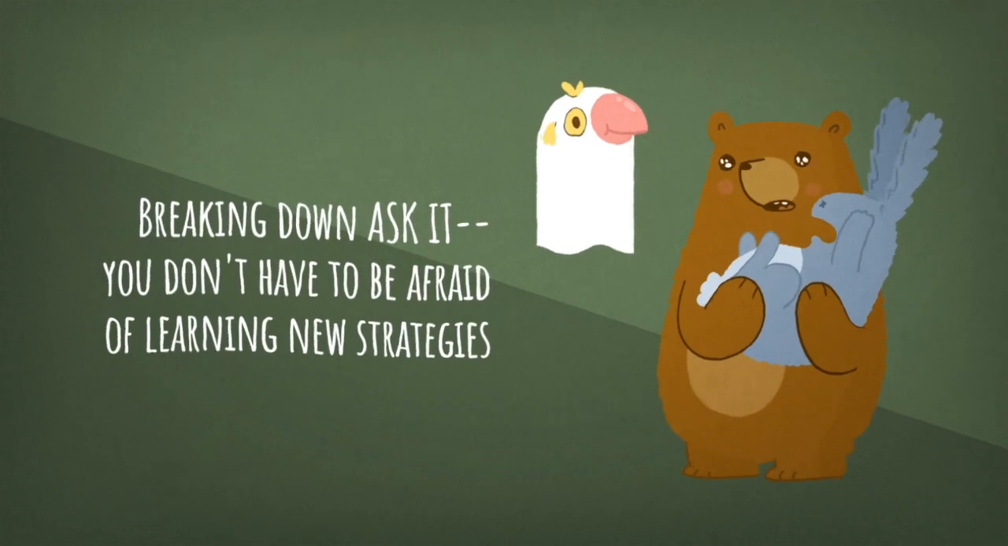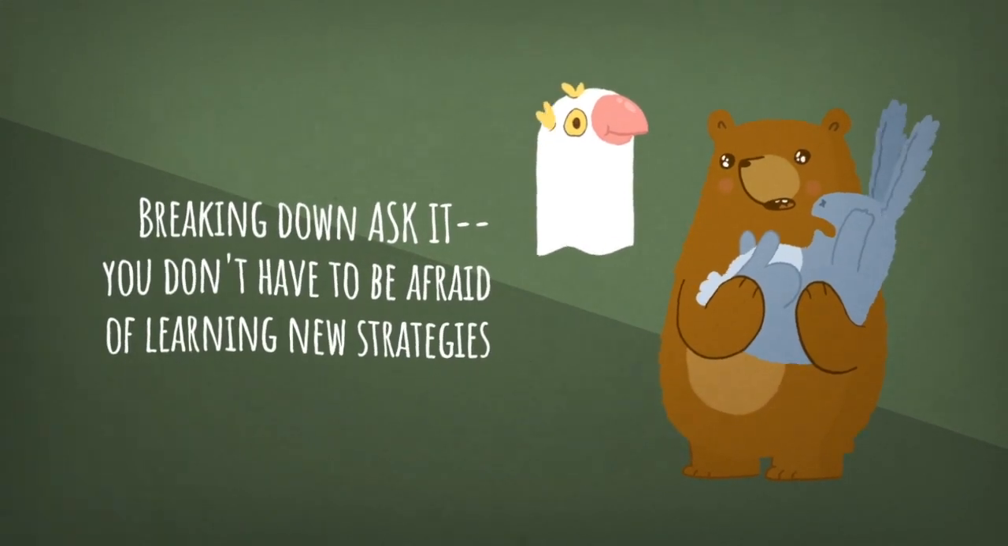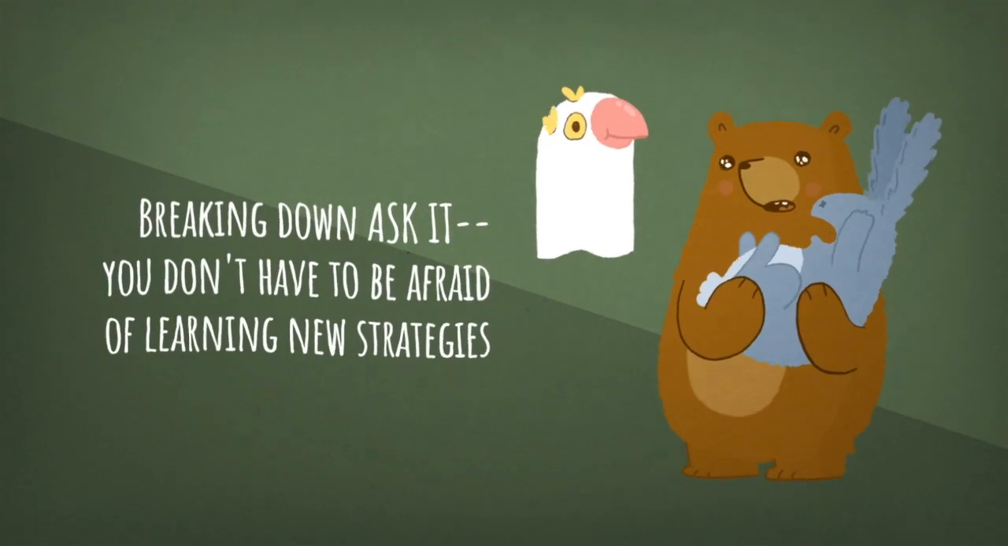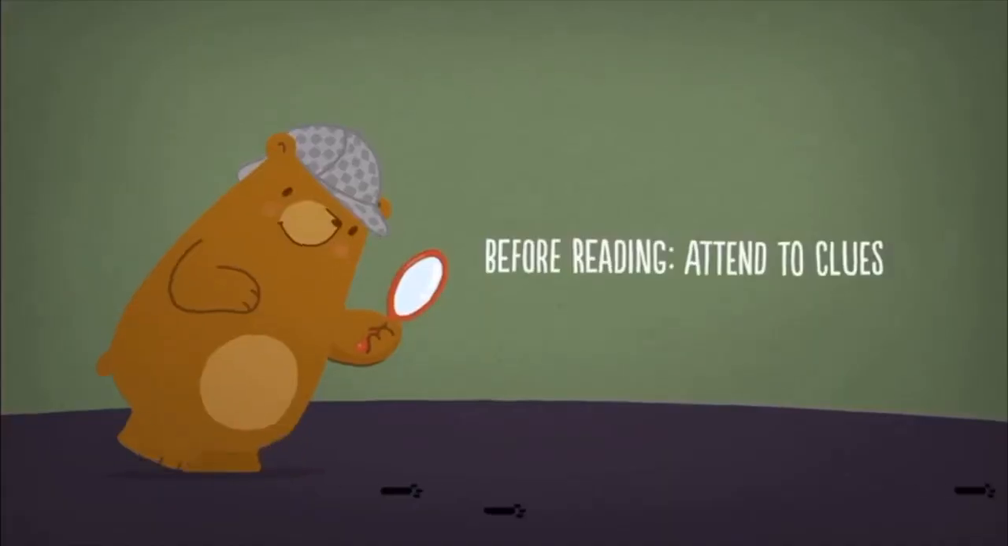Breaking down Ask It. The Ask It strategy is made up of 5 steps for students to follow to promote comprehension. A. Attend to clues. S. State some questions. K. Keep predictions in mind. I. Identify the answer. And T. Talk about the answer.